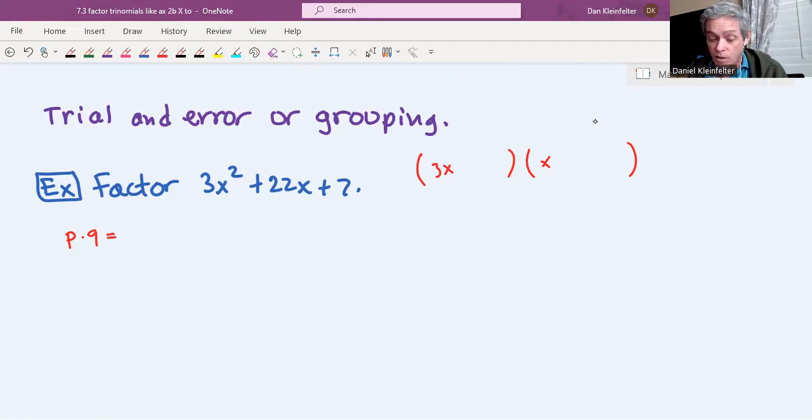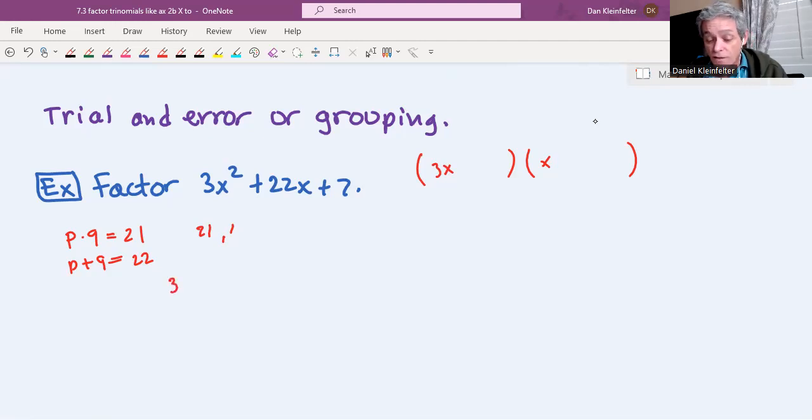3 times 7 is 21. So we're looking for two numbers that multiply to be 21, and we need them to add up to the coefficient of x, which is 22. So at first, maybe you're thinking, well, two numbers that multiply to 21 are 3 and 7, but they don't add up to 22. What are two numbers that add up to 22 that multiply to be 21? 21 and 1. 21 times 1 is 21. 21 plus 1 is 22.